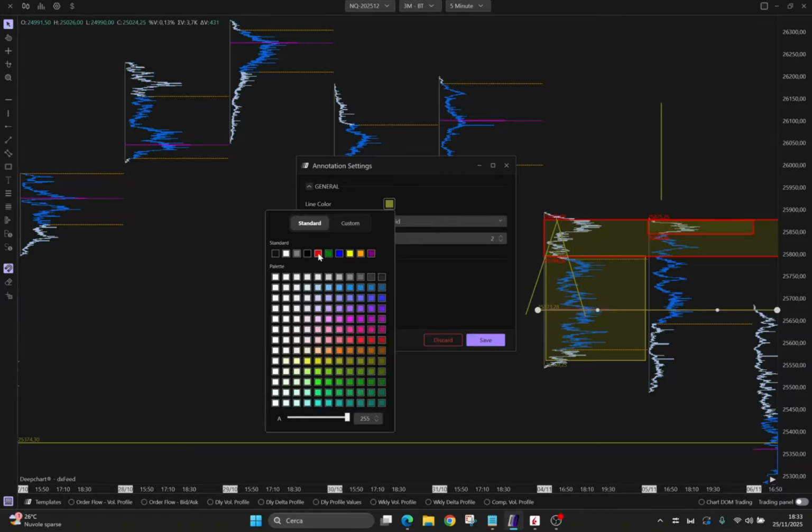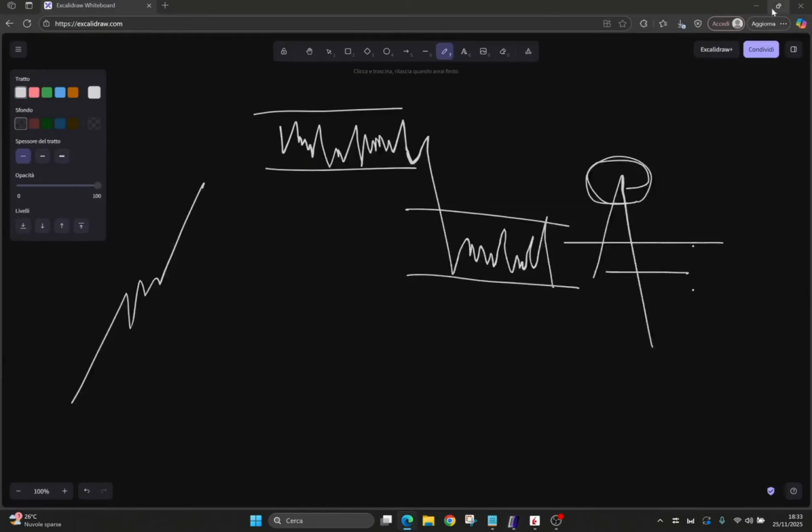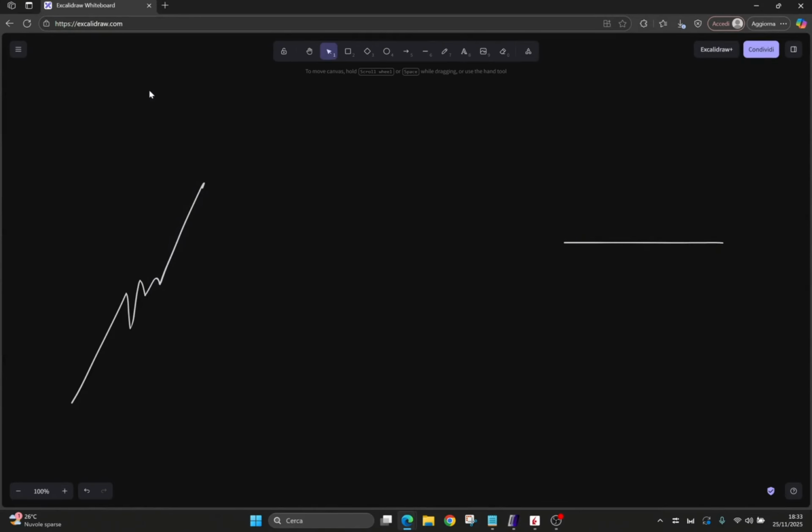So this red level. Can you see the next day, after the opening, how much the price rejected again the expensive price and collapsed? Now, what I explained to you in the previous sessions is that you can have multiple profile shapes. You can have the balance.